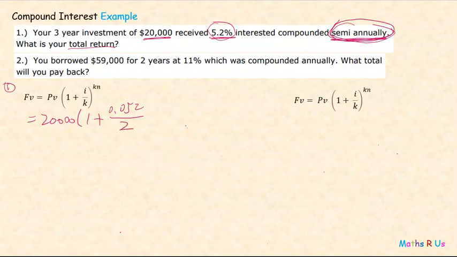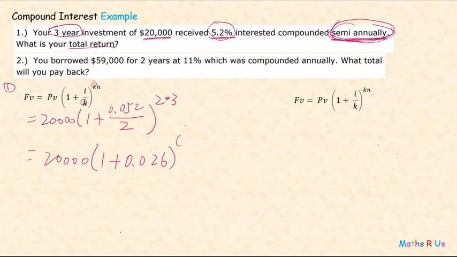If you're not quite sure about the time and the year fraction, make sure you check the previous part of this video. And what is the power? The power, we use k times n. K in this case is 2. The 2 times n, where n is the time in years. How many years? In here, 3 years. So that's why we do 2 times 3. Now we sort it out like this.